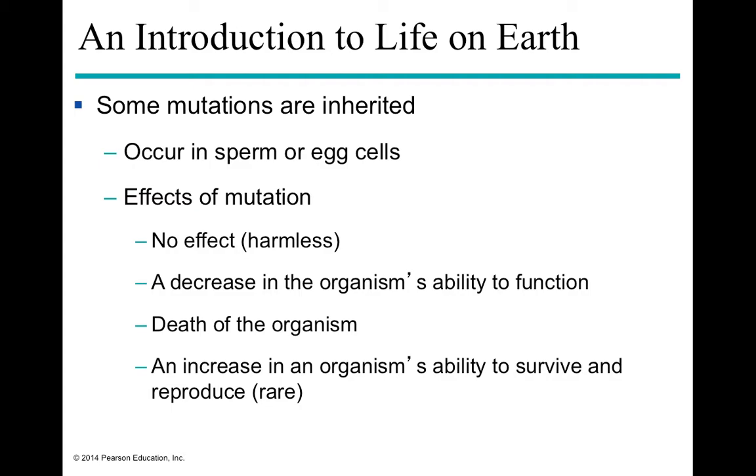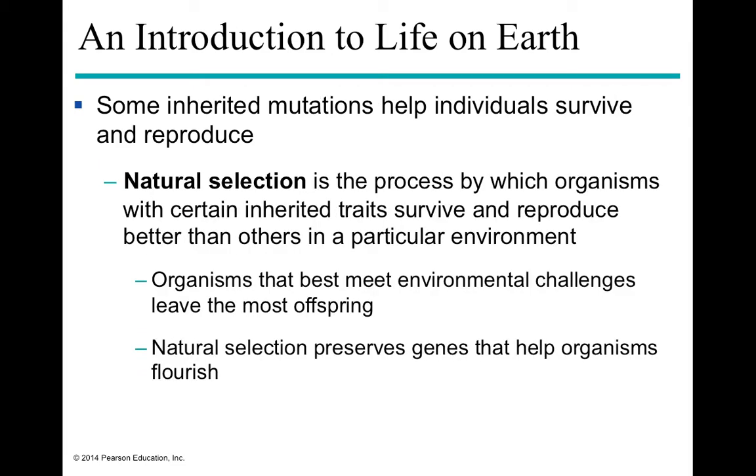An increase in the organism's ability to function would actually be the one slight benefit: every once in a while a mutation comes along that's going to increase the organism's ability to survive and reproduce. When that happens, generally that mutation becomes prevalent in the population over just a few generations because it confers upon the organism that carries it an increased ability to survive and reproduce. So natural selection is basically the interplay between the inherited traits that the organisms have and the environmental stress that is placed upon them in their particular environment.